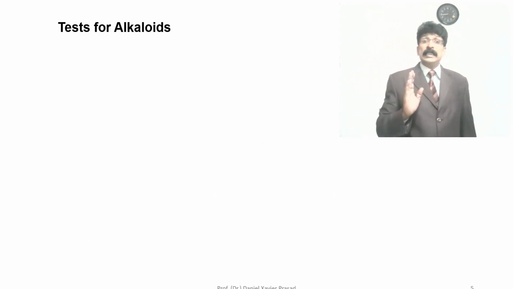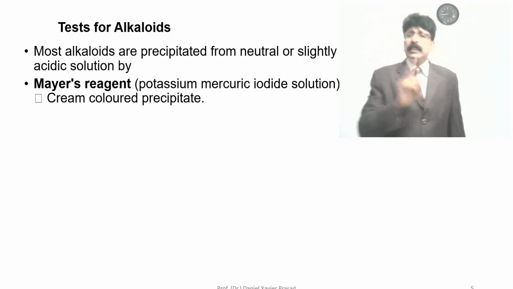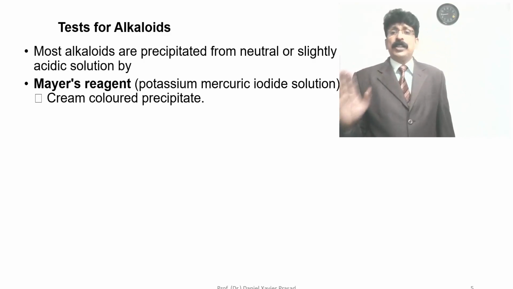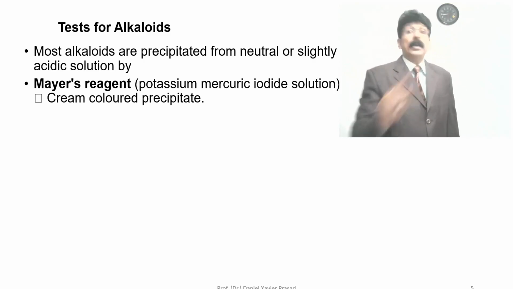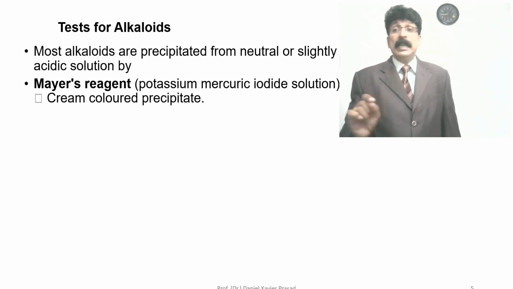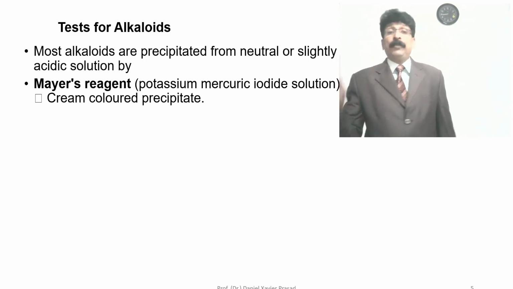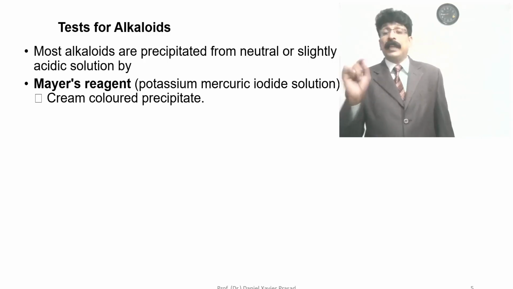Test for alkaloids. Most alkaloids are precipitated as iodide salts, as we just told, in neutral or slightly acidic solution by Mayer's reagent. Especially, you should know the chemical name of Mayer's reagent. Simply writing Mayer's reagent, which gives a creamy colored or white precipitate, is not the right way to write it, especially for a pharmacist.